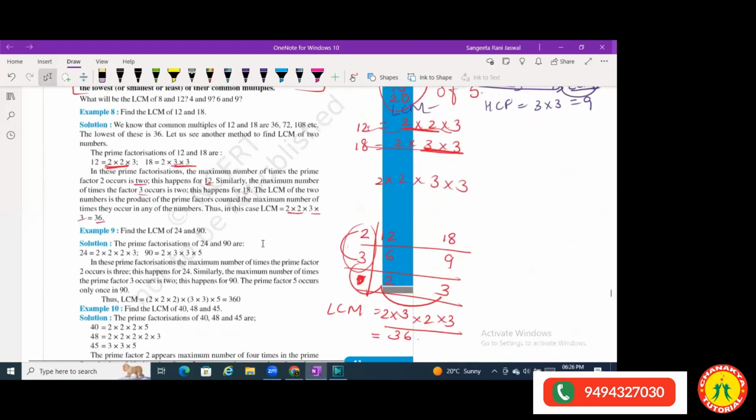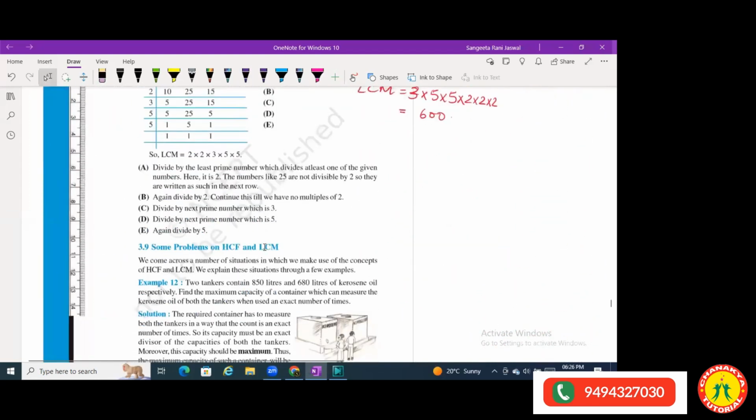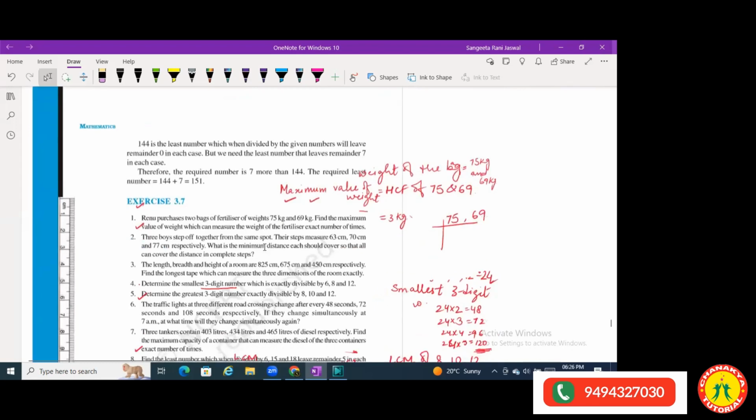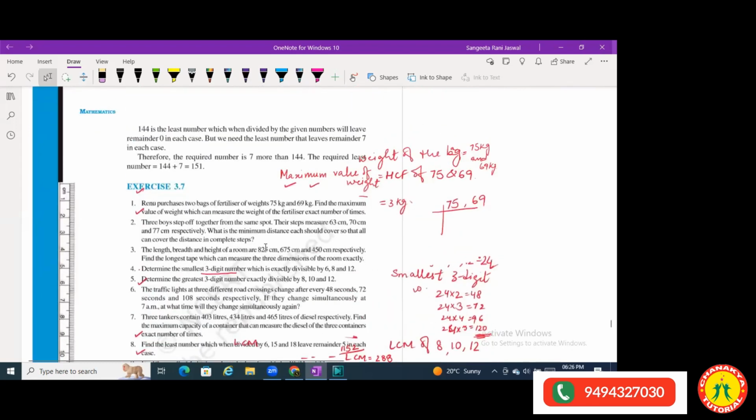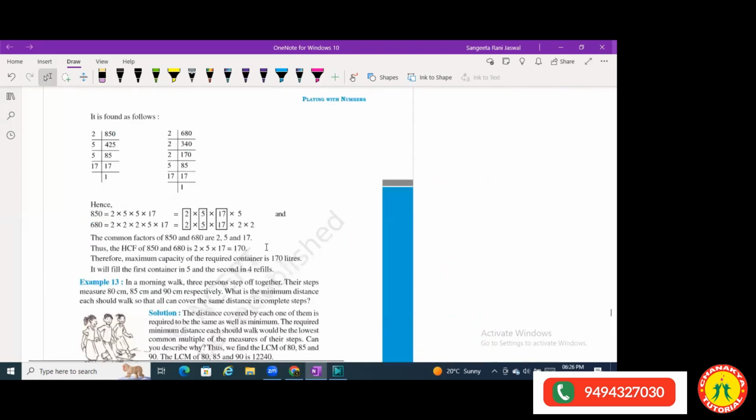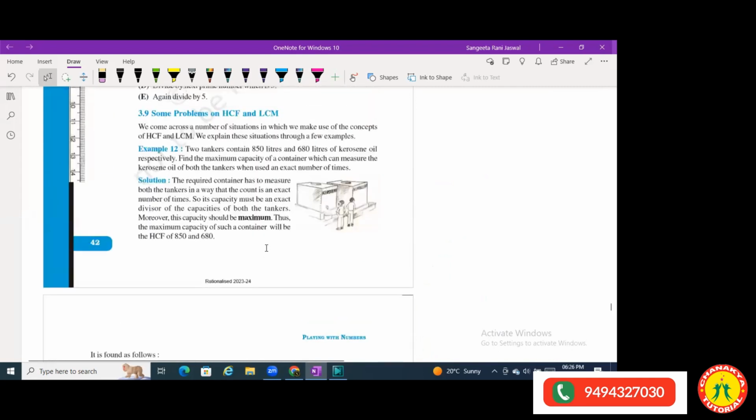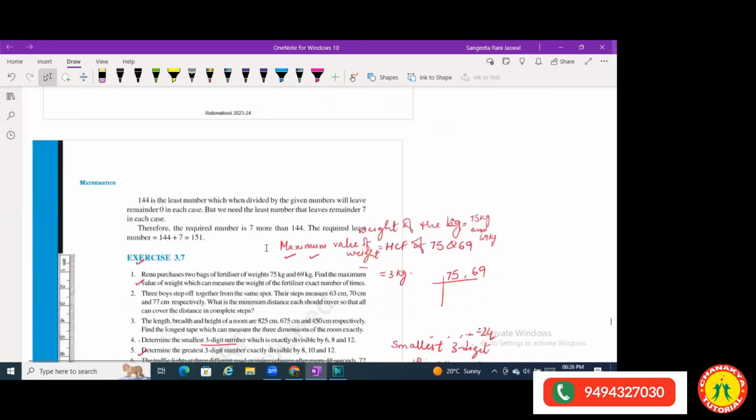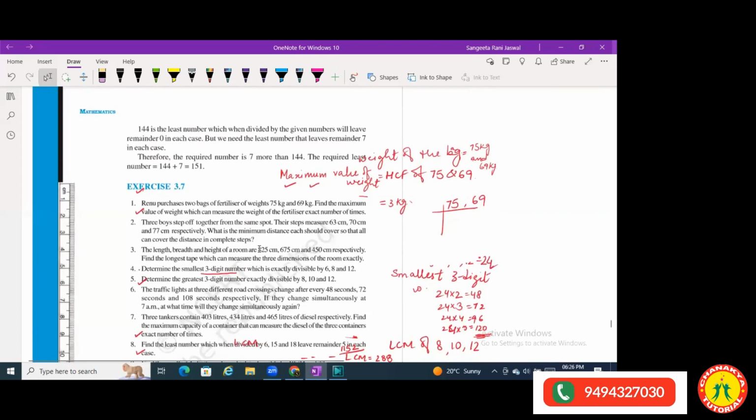Okay, now coming to LCM. Okay, these are the statement sums now. Okay, let's do some statement sums. Okay, we'll do this one. Soumya, read question number 3. Where is Soumya? Soumya, read question number 3.